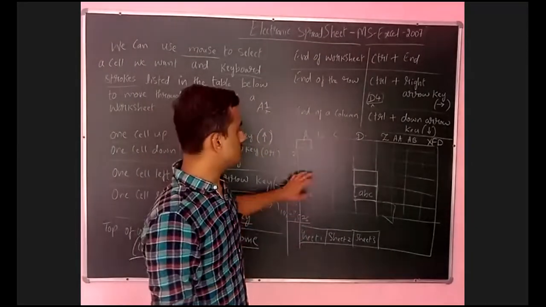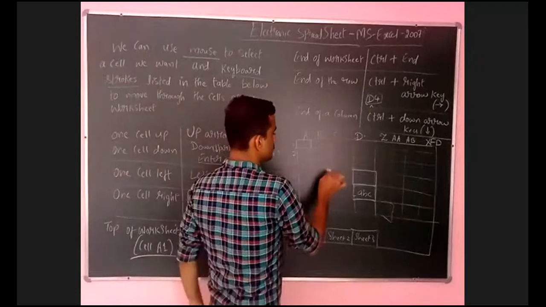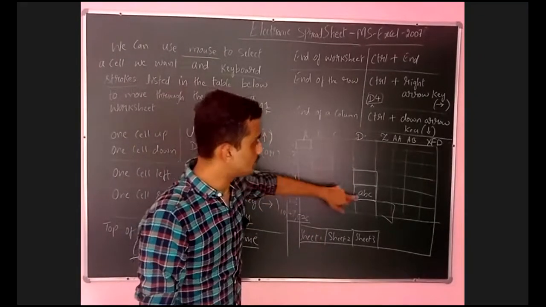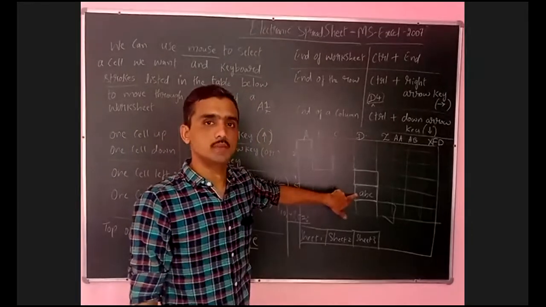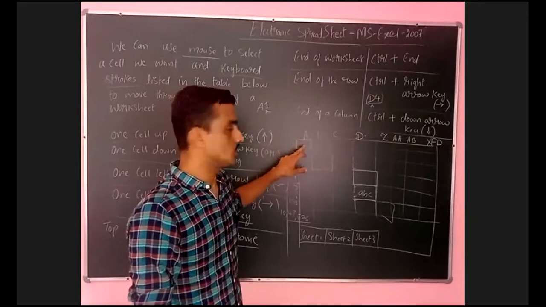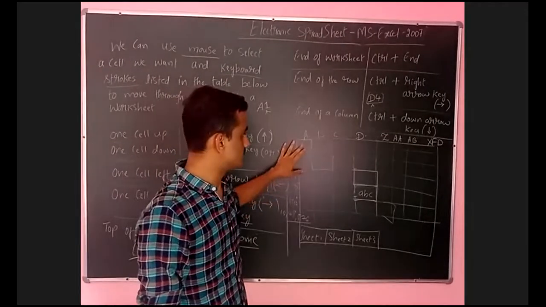And if the mouse pointer is at B3, now if I press Control plus N, it comes to D5. If I press Control plus Home, it goes to A1, first row, first column. So Control plus Home, first row, first column, that is A1 cell.